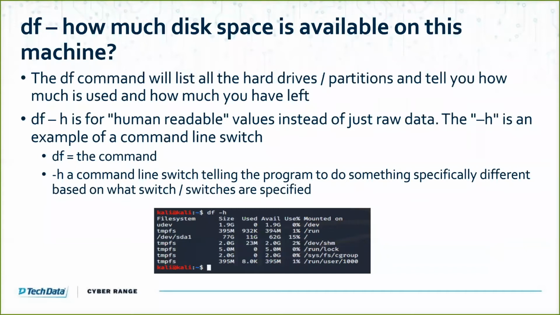So the df command is going to list out all the hard drives and partitions and tell you how much is used and how much you have left. In the screenshot below, you see we typed df -h. The -h is what's known as a switch, and this tells it to display the output in a human readable format, so in gigabytes and megabytes instead of just raw bytes, which is much harder to interpret. And as we can see here in our main directory, in this instance, we have 62 gigabytes of free space.